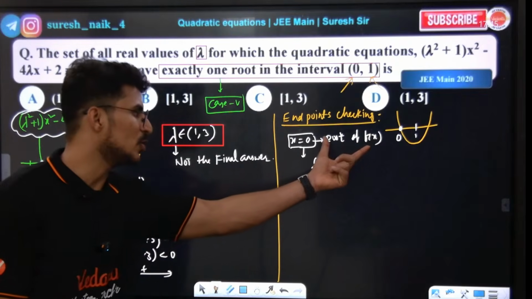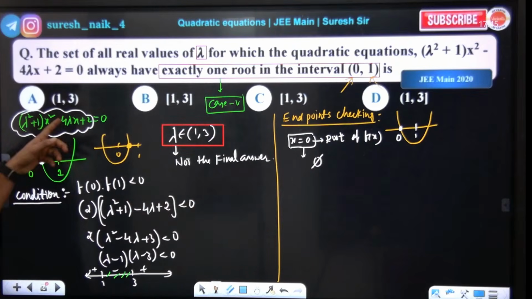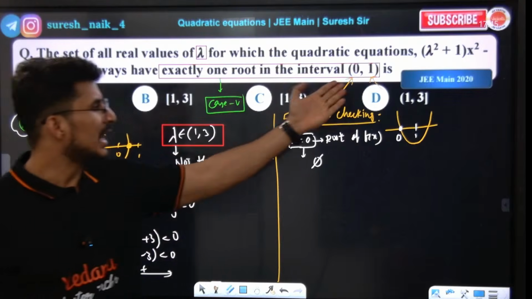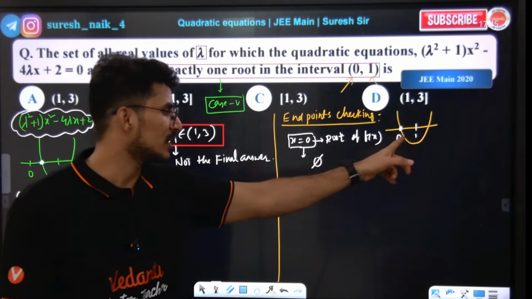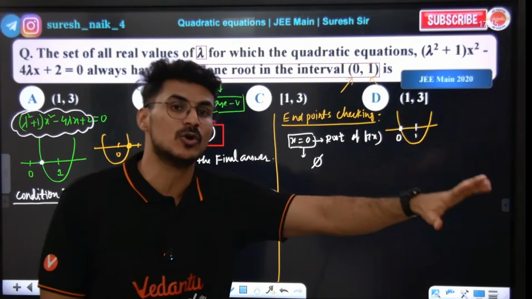If we are taking 0 as a root of f of x, check. F of x equal to 0 means what? Out of it 2 will come. 2 is not even lying over here. 2 is not even lying over here. So definitely there is no possibility when you take x is equal to 0.